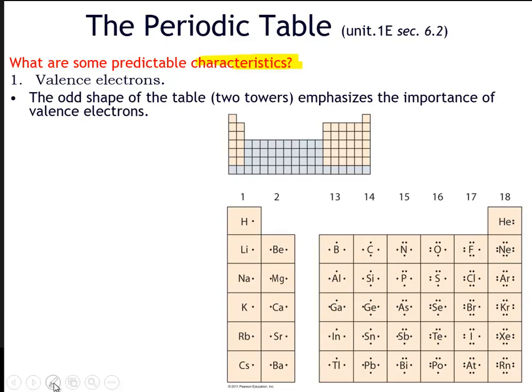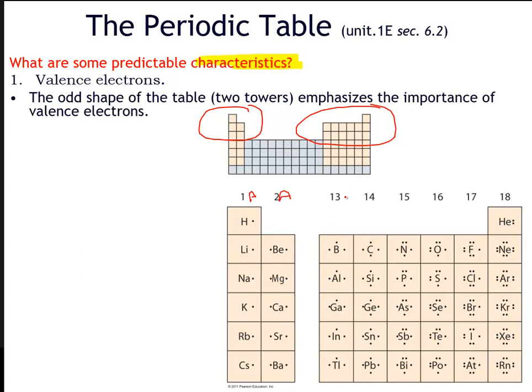Starting with the first one. The characteristic number one is valence electrons. The two towers of the periodic table really are the result of the emphasis of valence electrons placed on organizing these elements into a certain grid. If you look at the periodic table, group number 1A has one valence electron. These dots have one valence electron apiece. Now these dots might be in different orbitals of these atoms, but what's common about them is their number of valence electrons.